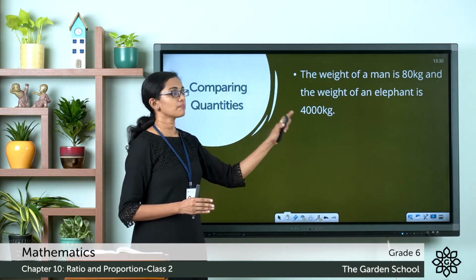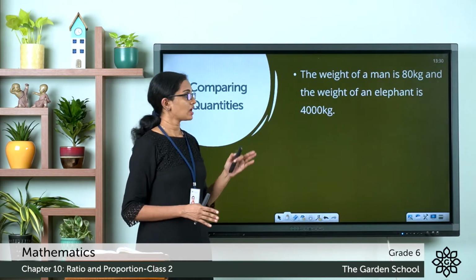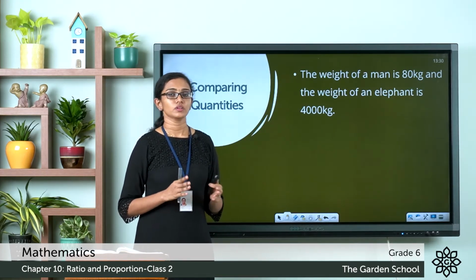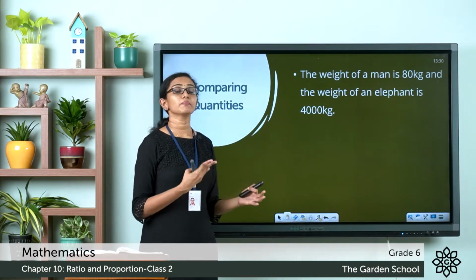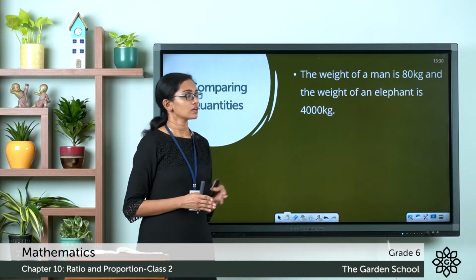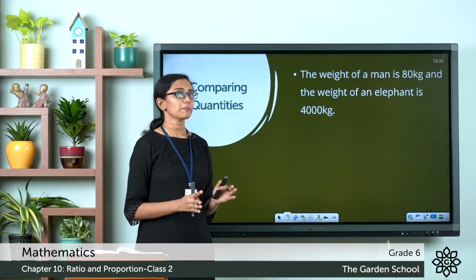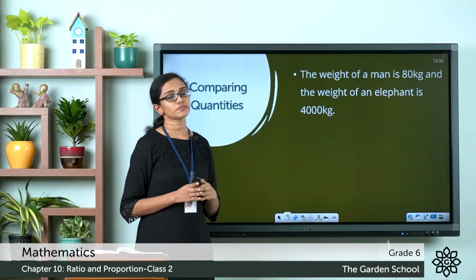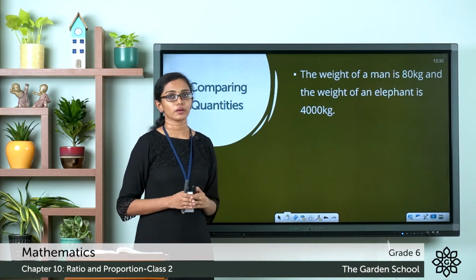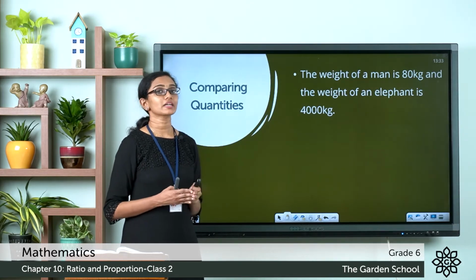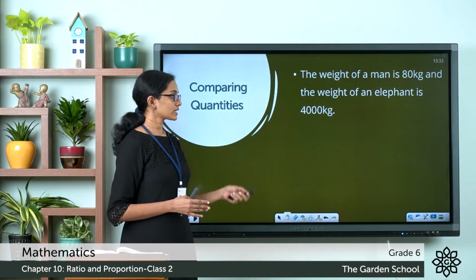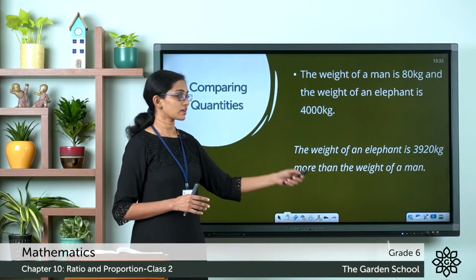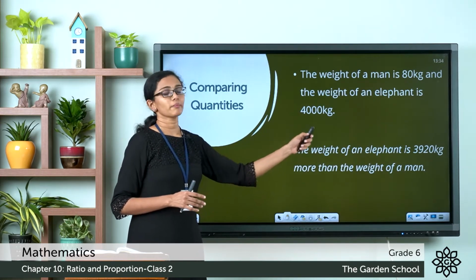The weight of a man is 80 kilogram and the weight of an elephant is 4000 kilogram. So here it is comparatively a bigger quantity. Now, how can we compare these two quantities? The man's weight is 80 kilogram whereas the elephant's weight is 4000 kilogram. If we compare these two quantities with subtraction, we can see that the weight of the elephant is 3920 kilogram more than the weight of a man.